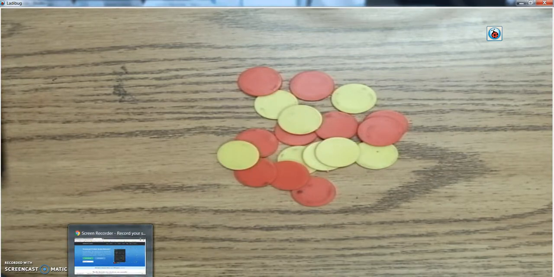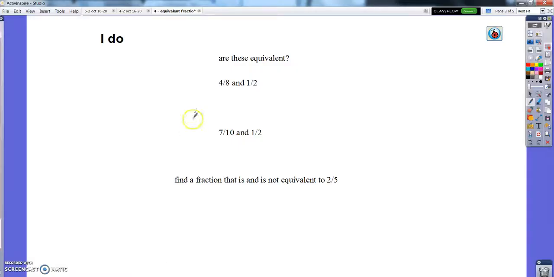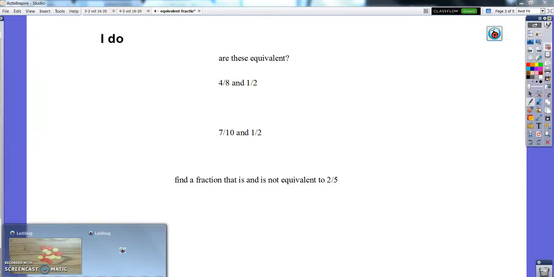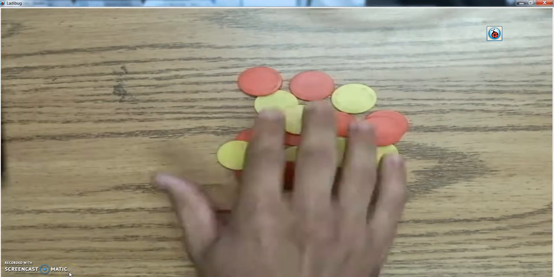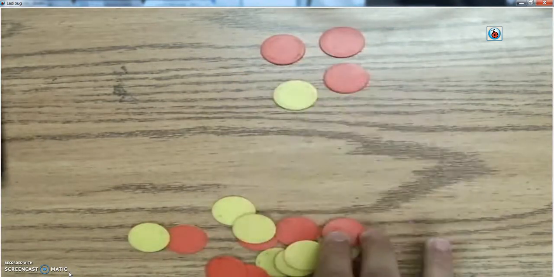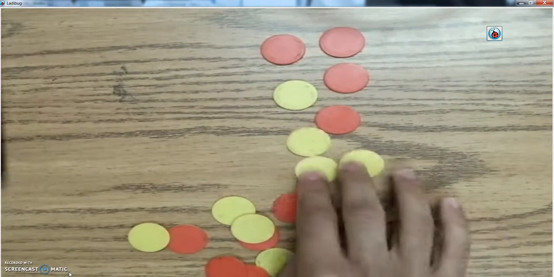So let me go back to the question and see what it was again. 4/8 and 1/2. So if you remember with partition drawings, I usually liked to start with the fraction with the smaller denominator to see if they were equal. With this one, I actually like to start with the fraction with the larger denominator. So I'm going to make 4/8 with my counters and show you why. So I'm going to take 8 of these pieces. 1, 2, 3, 4, 5, 6, 7, 8.